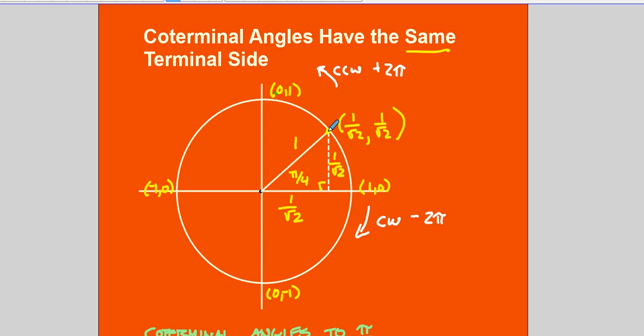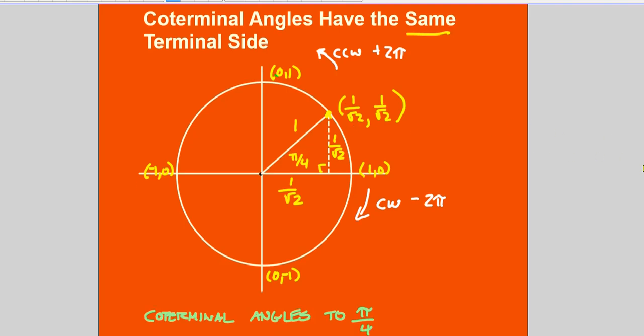Let's say I started here again. Pi over 4 plus 2 pi puts me here, plus 2 pi, plus 2 pi, and I could keep doing that forever. I could also go pi over 4 minus 2 pi, minus 2 pi again, and do that forever. All those would be coterminal angles, so there are infinitely many coterminal angles.